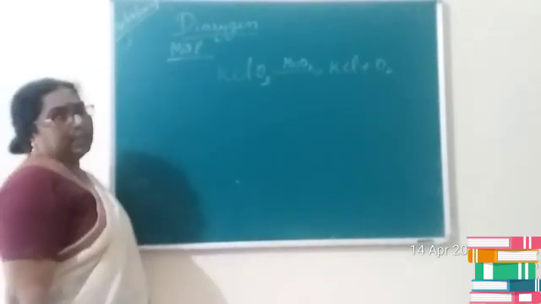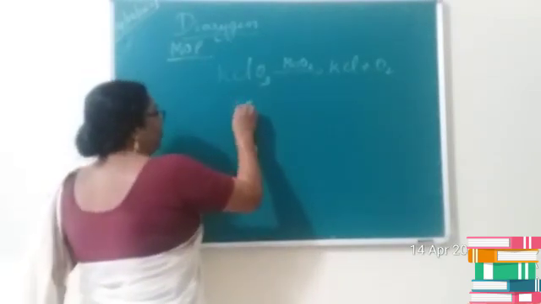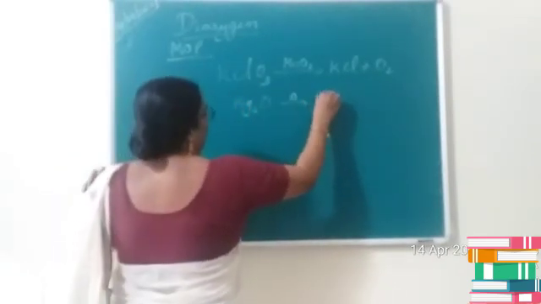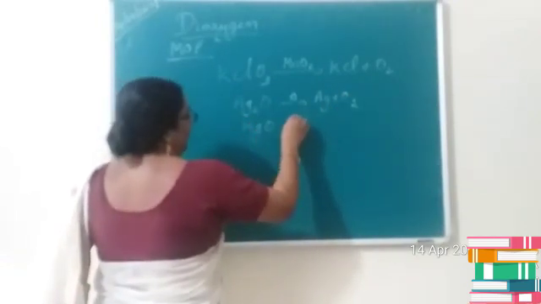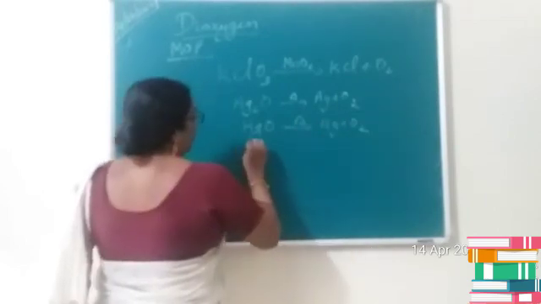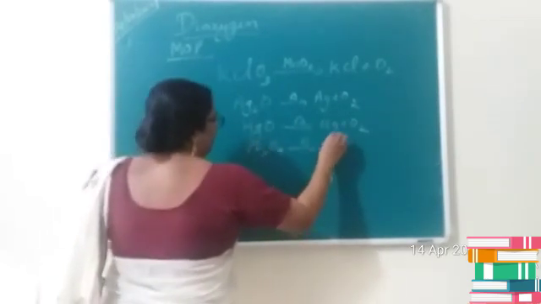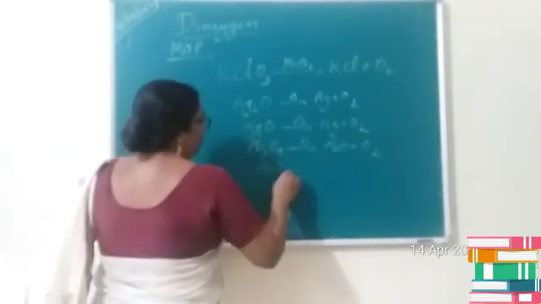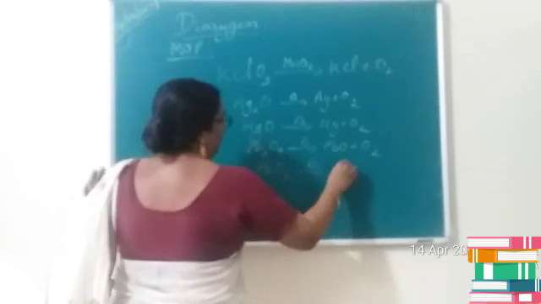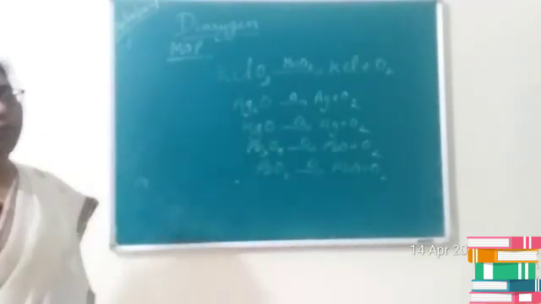In the lab, oxygen can be prepared by different methods. By heating Ag2O you will get oxygen, or HgO on heating gives oxygen, or lead oxide Pb3O4 on heating gives PbO plus O2, as well as PbO2, which on heating also gives PbO plus O2. These are some of the lab methods for the preparation of oxygen.